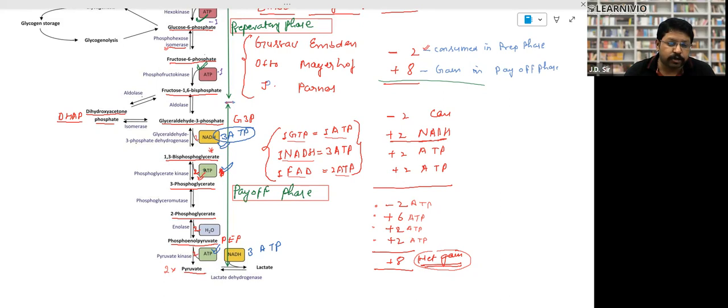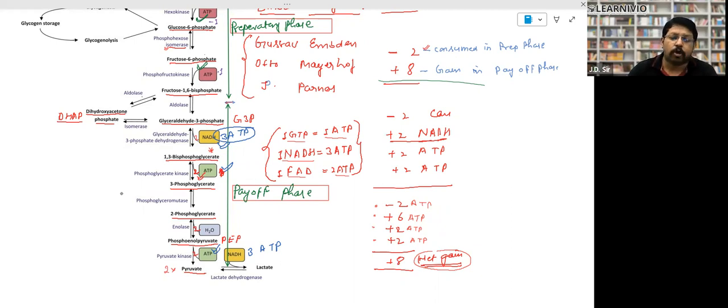Again, 2 ATP are produced here, 1,3-bisphosphoglycerate to 3-phosphoglycerate plus 2 ATP. Again, 2 ATP are produced here, plus 2 ATP, right? Now I am going to convert them. Minus 2 ATP. Now 2 NADH is equal to plus 6 ATP, plus 2 ATP, plus 2 ATP. So 10 ATP are produced. Out of those 10 ATP, 2 are consumed. So the net gain of glycolysis is 8 ATP.